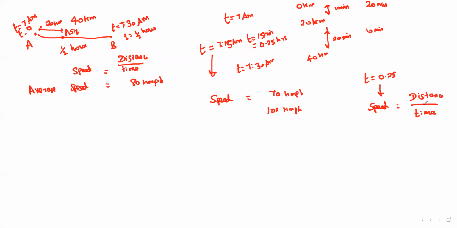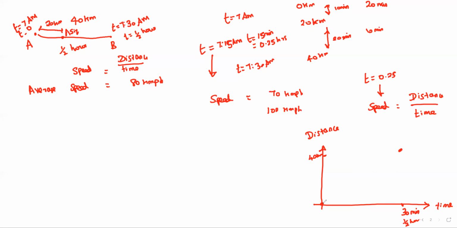But here I'm asking you to find the speed at one point. For example, let this be time and this be distance. At time t equal to 0, you are at 0. At 30 minutes, or half an hour, you just reach 40 kilometers. So this was your initial point, and this was your final point.